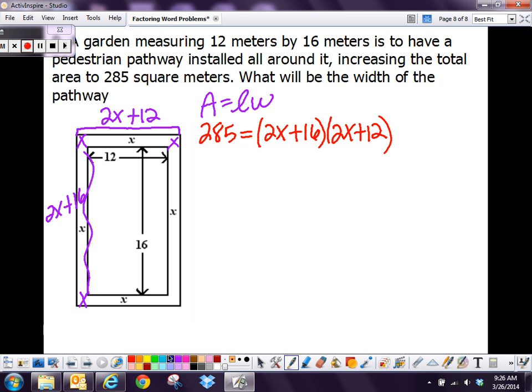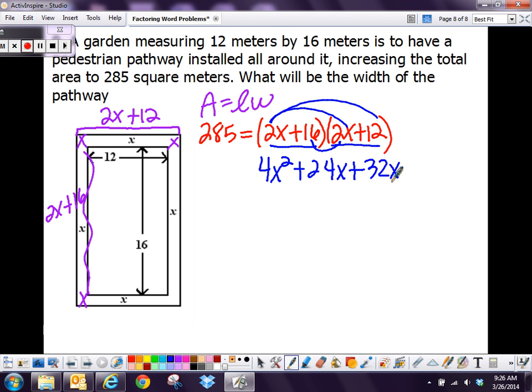Now since we have a binomial times a binomial, you either need to use your FOIL or you need to double distribute, however you want to do that. So 2X times 2X, that's 4X squared. 2X times 12, that's 24X. The inside, 16 times 2X, is 32X. And then 16 times 12 is 192. Okay, and this is all still equal to 285.